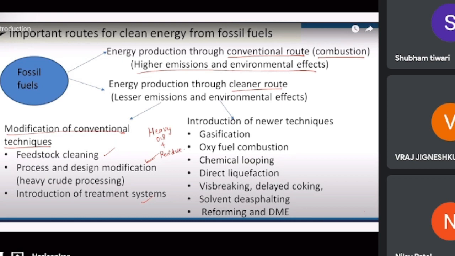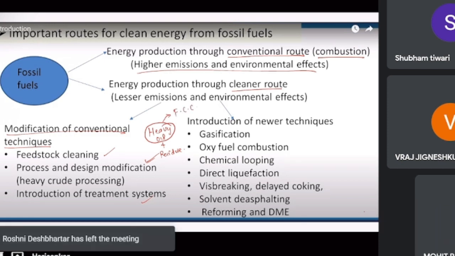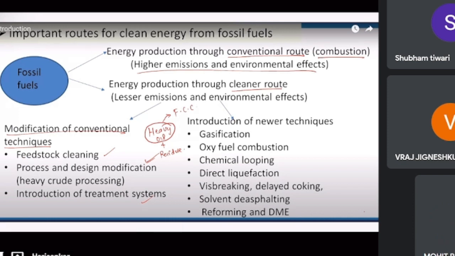So a few decades back, we used to just discard this heavy oil and residue. Nowadays, what the refineries are doing is they are recollecting this heavy oil back, and they use catalyst to further crack it down. So you must have heard something like fluid catalytic cracking, desulfurization process, and so on, just to name a few. So you can process these heavy fuels and make more valuable products, and thus prevent discarding of these heavy oil fractions. So that is one example of this process design and modification.